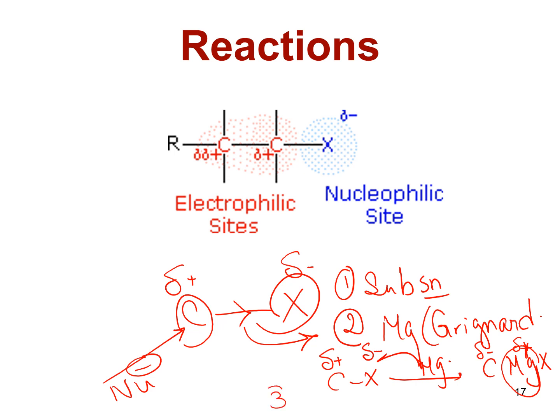Finally, the third type of reactions are the elimination reactions, when you actually use a base to remove a hydrogen halide molecule and give the alkene compound.